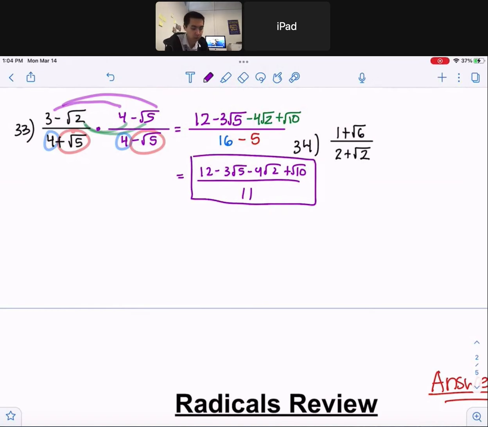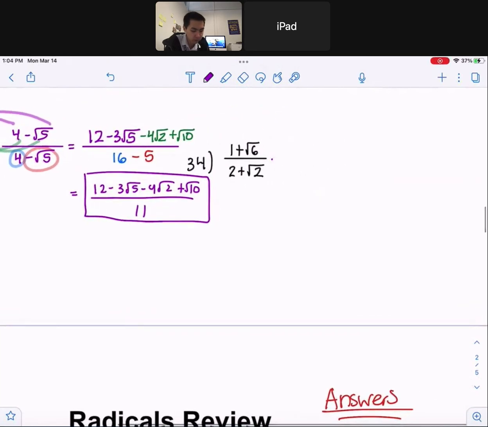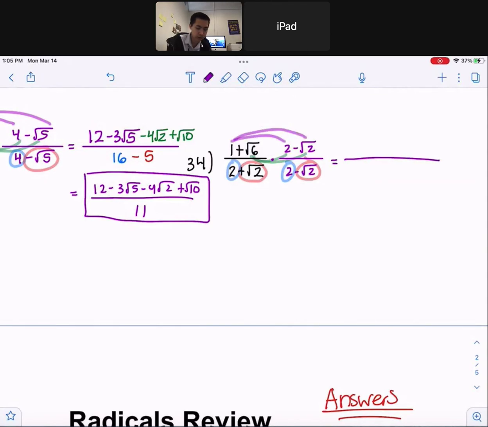Now let's do 34. Multiply top and bottom, you guys, by the conjugate, which is 2 minus rad 2 to top and to bottom. These are going to get multiplied. These are going to get multiplied. And then on top, you guys, it's your guys' nice double distribution. So follow along, right, you guys? Follow along. Go one step at a time.